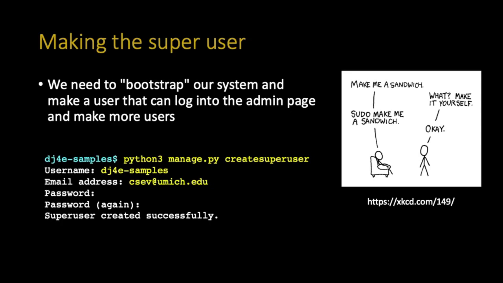Now there's a great XKCD cartoon for so many things. This is, one guy says, make me a sandwich, and the other one says, what? Make it yourself? And then says, sudo, make me a sandwich. And the other person says, okay. So what sudo means is it's a Linux command to switch to the super user and do a command. So if you don't have permissions to do a command, you can say sudo a command. And so that's what this XKCD is about. So that's what we call a super user. That's the user that has all permissions, doesn't need to get any special permissions.